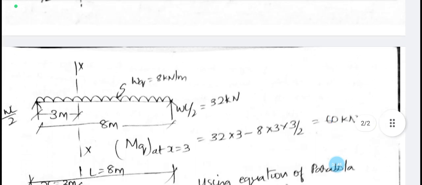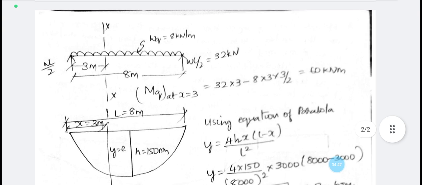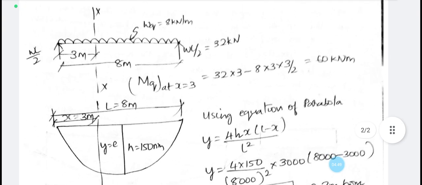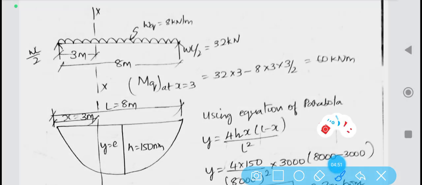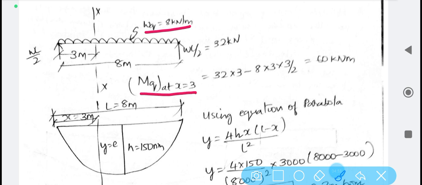And a similar calculation has to be done for the live load as well. The live load value is 8 kilonewton per meter. It can be done in a similar fashion. Calculate the reactions, WL by 2 from both the sides, and apply the bending moment calculation procedure.